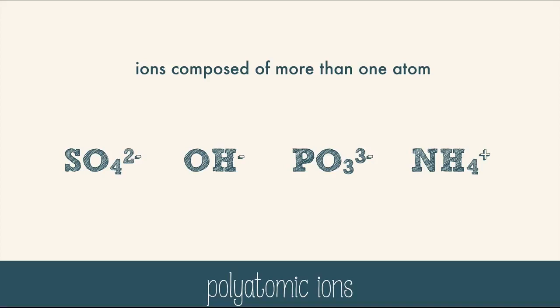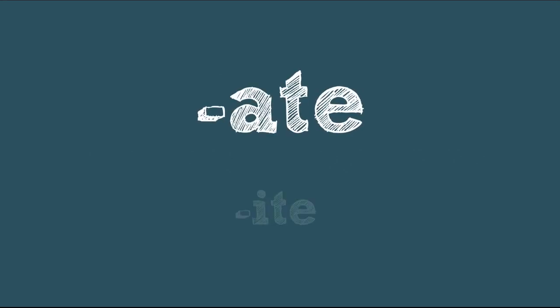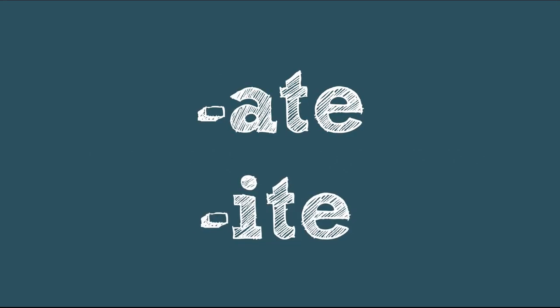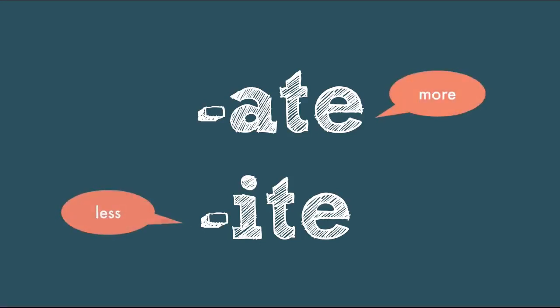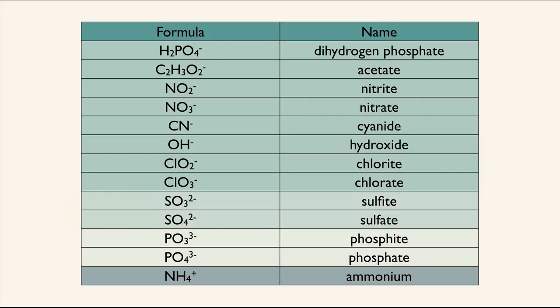Most of the polyatomic ion names end in -ate or -ite, which are the oxyanions, but some polyatomic ions end in -ide. -ite means less and -ate means more, which is in reference to the number of oxygen atoms in the ion. Let's look at a list of some common polyatomic ion names.